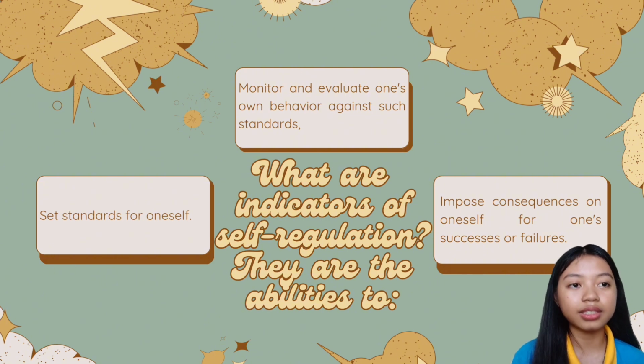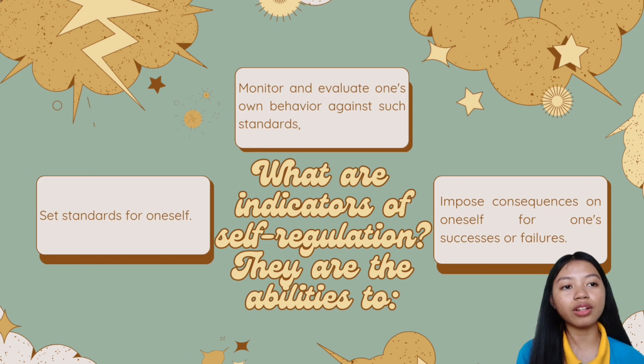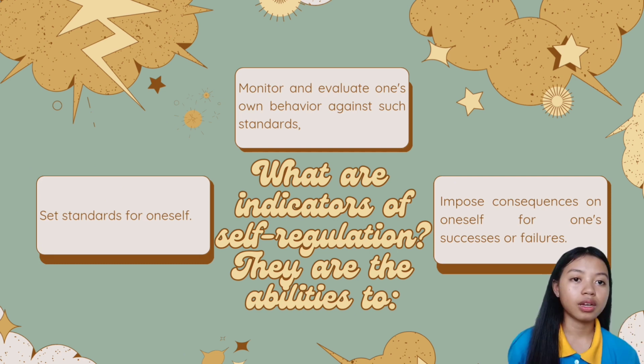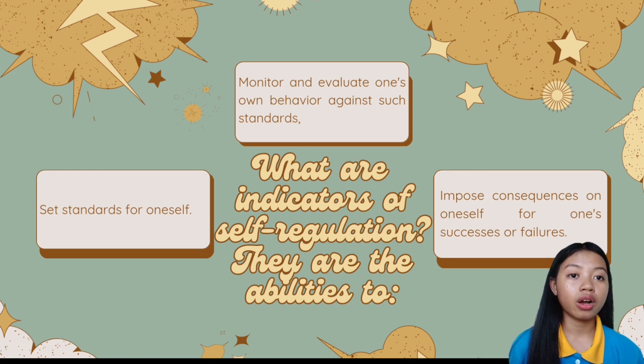And the last one is to impose consequences on oneself for one's successes or failures. It means that you are the one who will prescribe consequences towards the outcome of your self-regulation or the standards that you set for yourself, whether it is success or failure from the standards that you make.